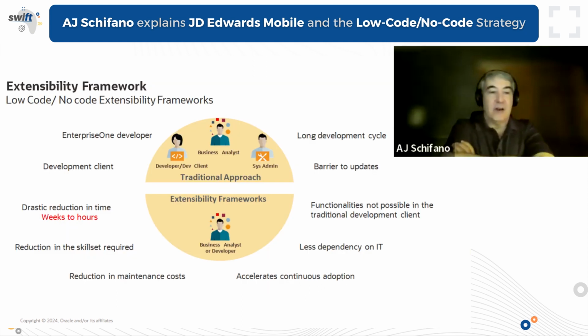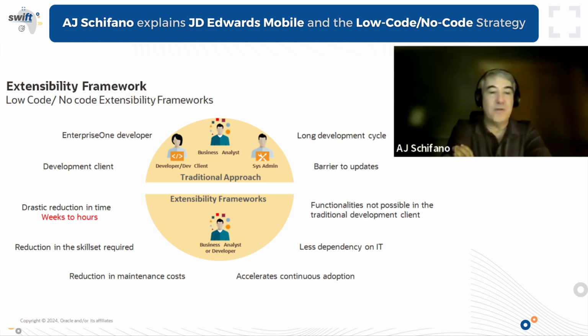And just a word about our extensibility framework. This is our view on why low code, no code is so important. As Ali already teed up, we're addressing a skill set that we like to call business analysts, citizen developers. Certainly traditional JD Edwards developers are in this too. We're hoping to accelerate and ease their burden, let them be more productive with these.